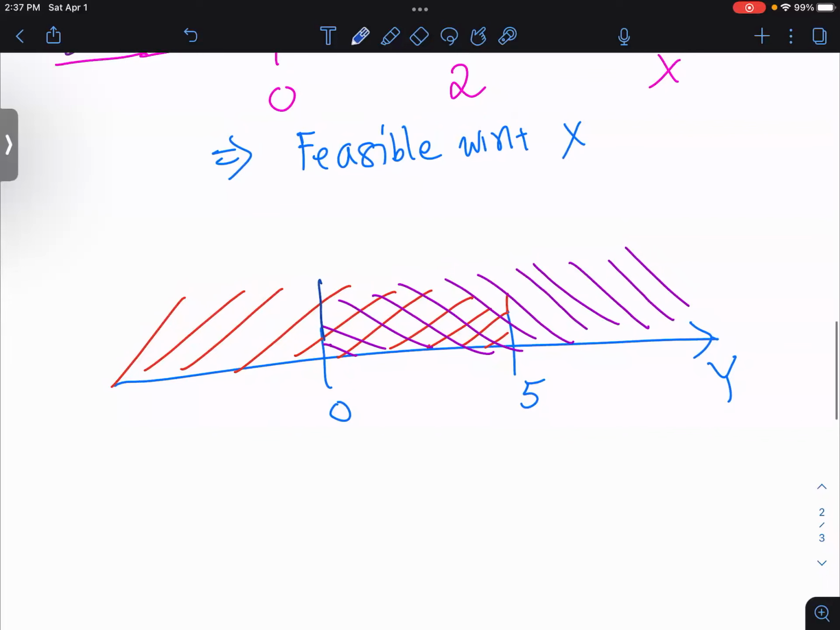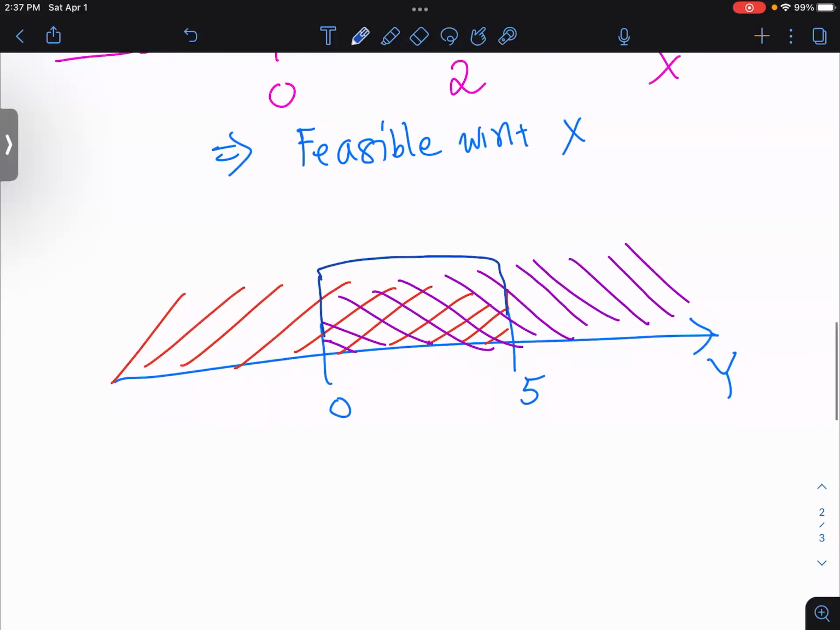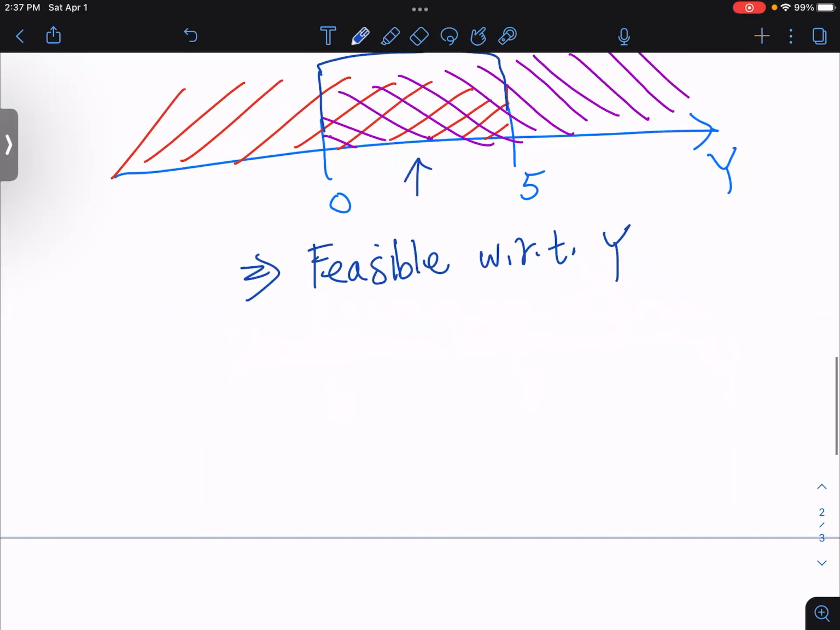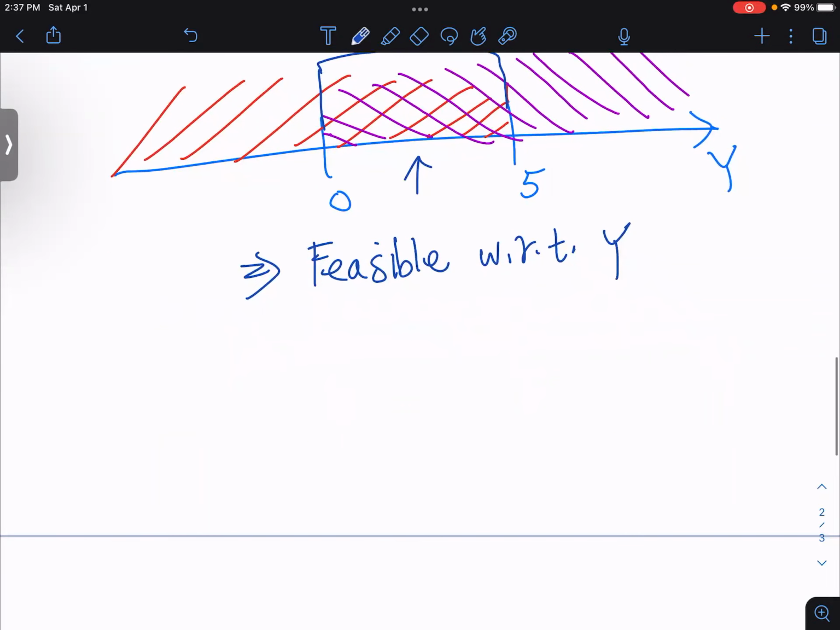Now you would look at this, and is there any region where both constraints are satisfied? There is, right? So this region right here is where both constraints are satisfied, which means that there exists a region where both constraints can be satisfied, which means this is feasible with respect to y. So this problem is feasible both with respect to x and y, which means this problem is a feasible LP, basically. Okay.